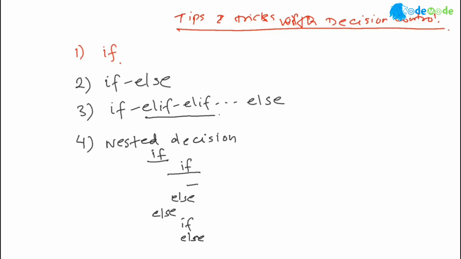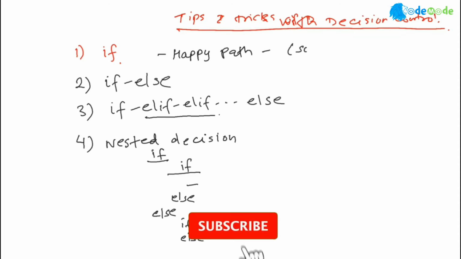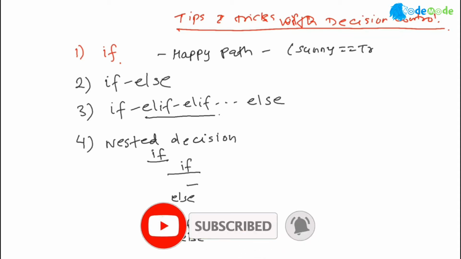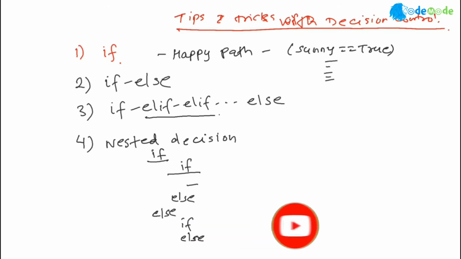When you have a single case, when I say single case, it means you're talking about a happy path. In that case, take an example. If it is raining, then don't water the plants. Or you say if it is not raining, then if it is sunny, then water the plants. So there is a variable called sunny equal to true, right? Then you want to water the plants. If it is not sunny, you do nothing.